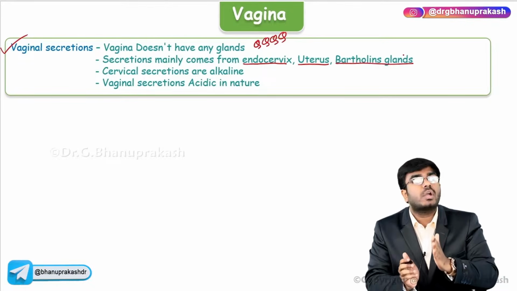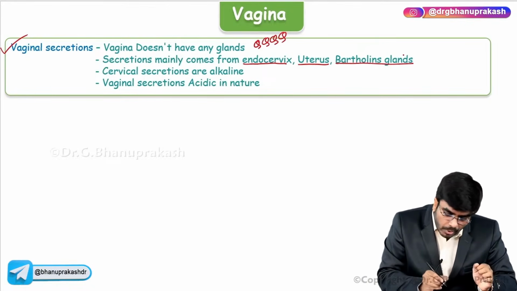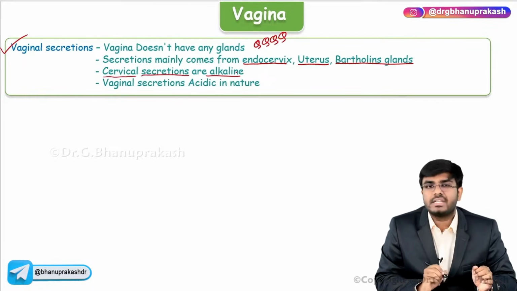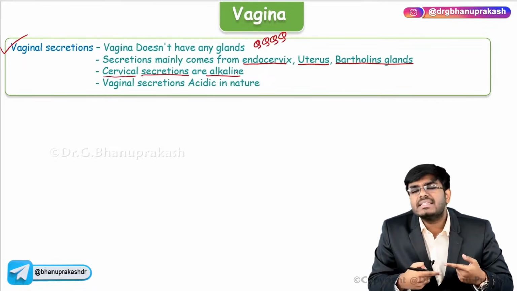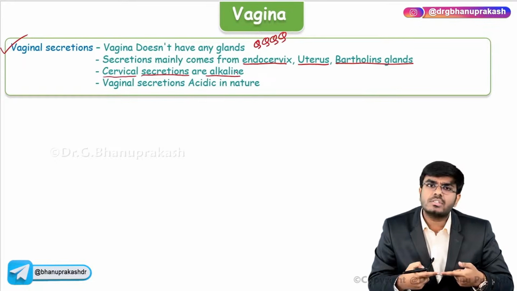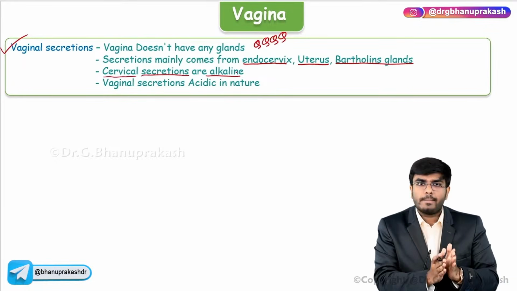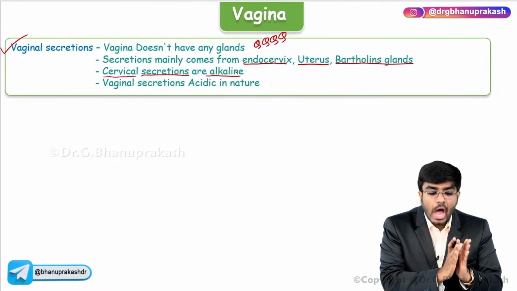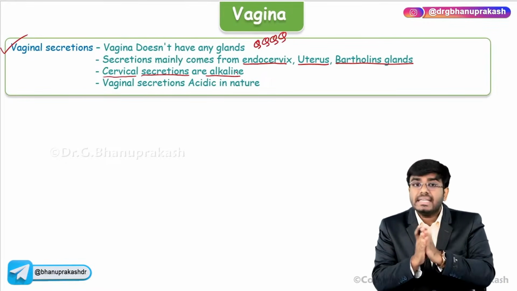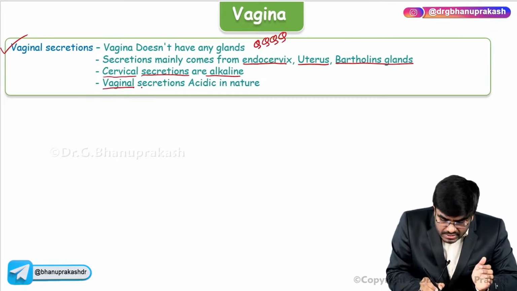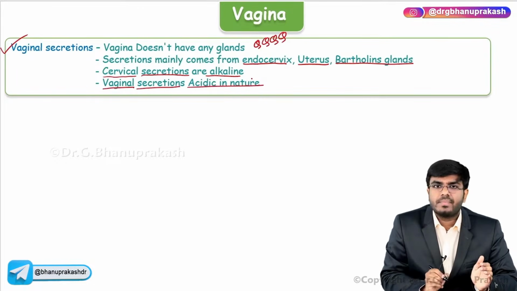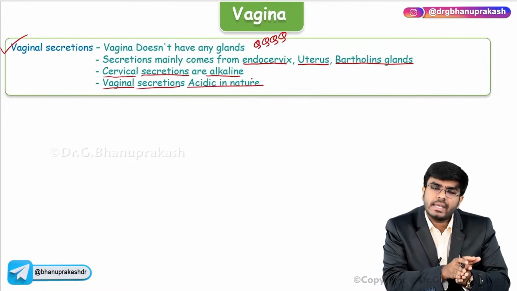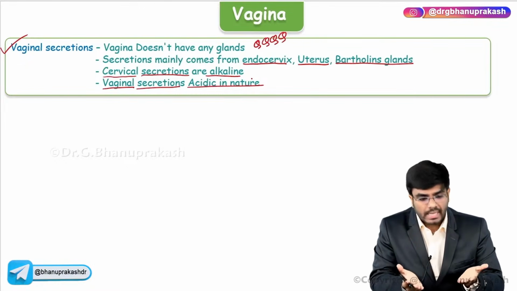But the vagina does not have any glands. Now the important point is, usually the cervical secretions are alkaline in nature, but the vaginal environment is acidic in nature. So vaginal secretions are also acidic. Why? How come a cervical secretion which is alkaline in nature is becoming acidic in nature? See, vaginal secretion is acidic in nature, but the secretions from the cervix are alkaline in nature. How? Very simple, we all know that.